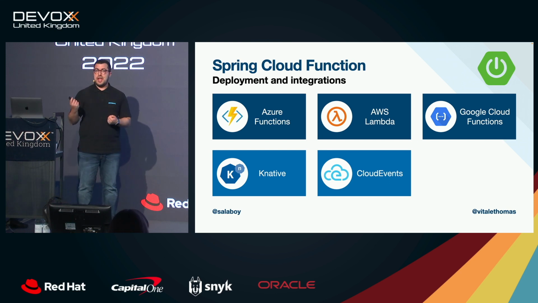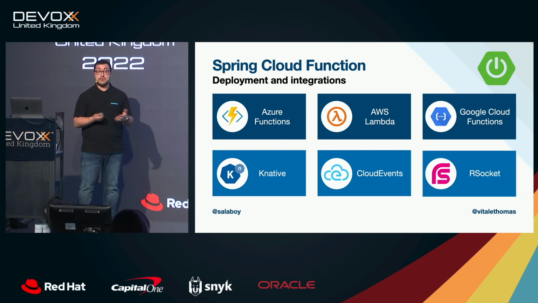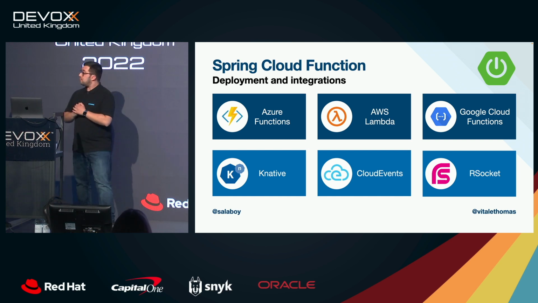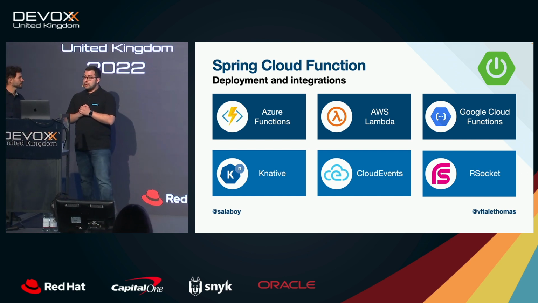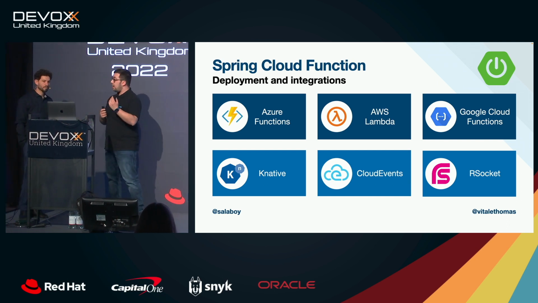And it really doesn't have to be HTTP. For example, you can use RSocket, a binary reactive protocol. That's pretty cool. Yes. Now that we know about functions, let's see what we did for the game, how we use functions in the game.